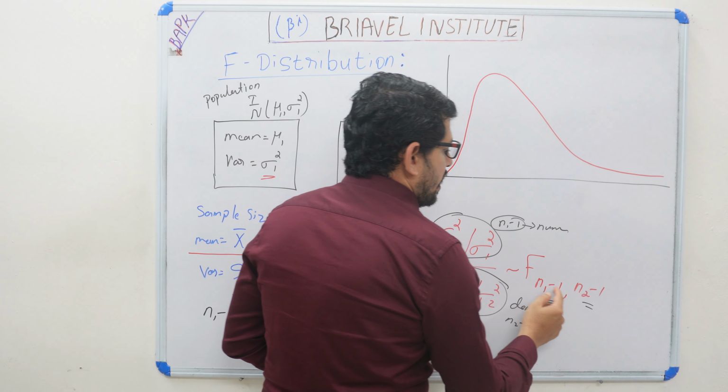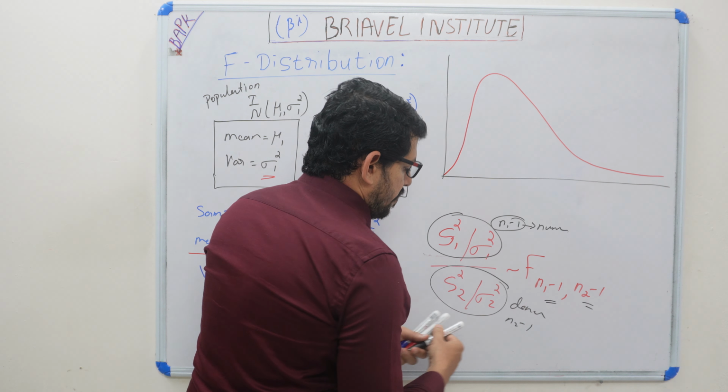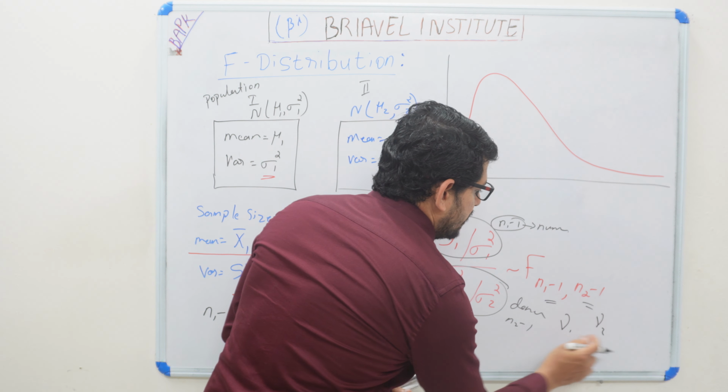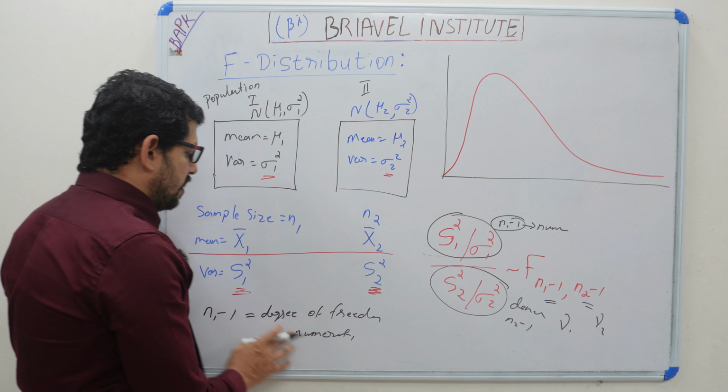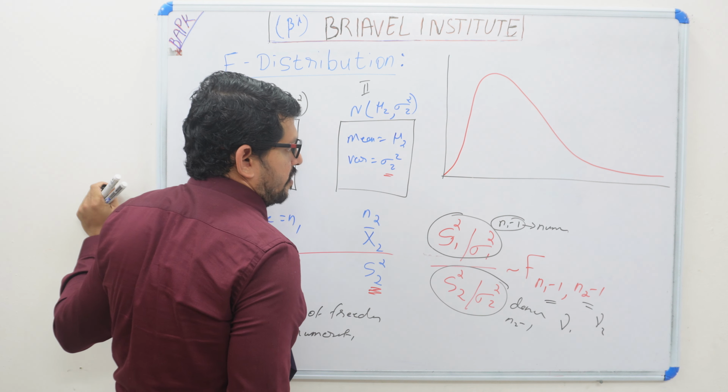So we will get n1 minus 1 and n2 minus 1 from the table. It will be two degrees of freedom, representing mu1 and mu2. The first degree of freedom is the numerator, and the second degree of freedom is the denominator.